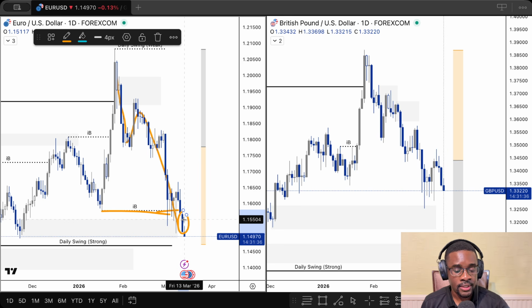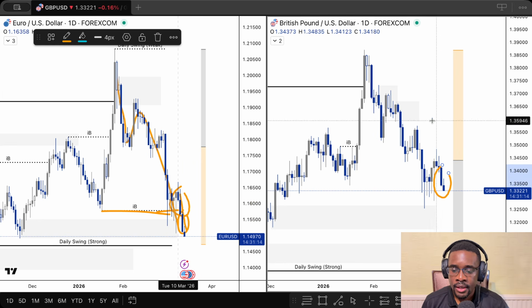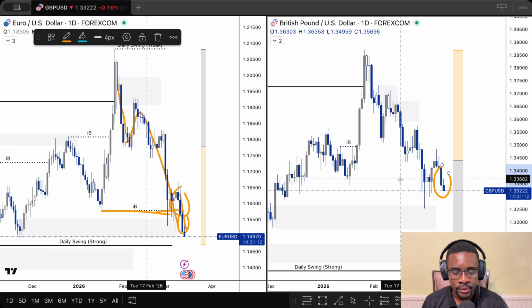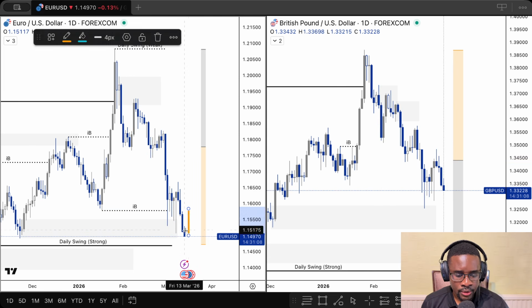So price has been tanking yesterday, even after the high impact news on Wednesday, and so price has just continued to tank. So that means the US dollar is gaining in strength and the euro is going down. And so is the pound, it is also doing the same. So we see price has been going down.